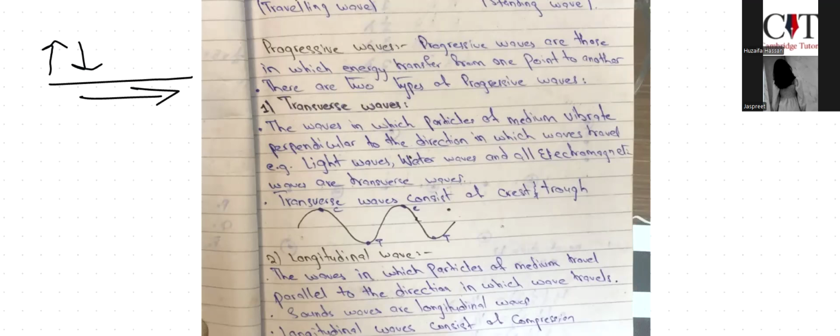For examples, we have light waves, water waves, and all electromagnetic waves are also transverse waves. One more thing, a transverse wave consists of crest and trough. We know that a crest is an amplitude point and the trough is also an amplitude point, but in the downward direction. Is this clear? Yes, sir.